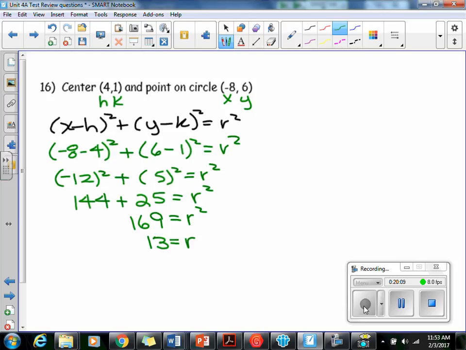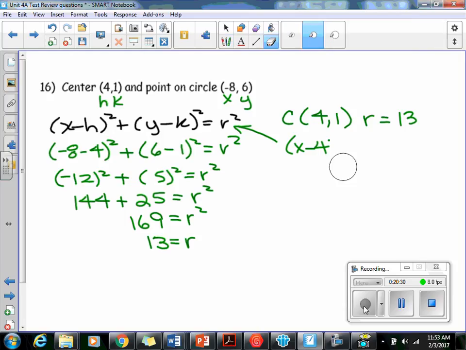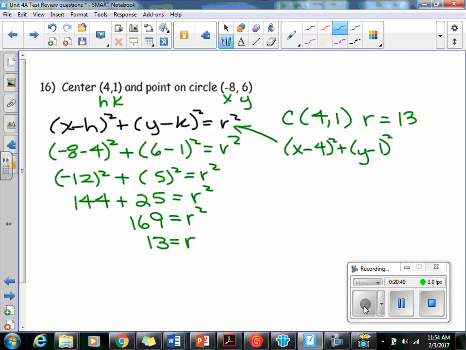So to get the equation of the circle, remember you use the center, which is at (4, 1), and you use the radius, which we just found is 13, and you plug back in to the standard form for your circle. So when you write your equation, that's going to be x what? Minus 4. Okay, (x minus 4) squared plus (y minus 1) squared equals 169. Because that's your 13 squared.